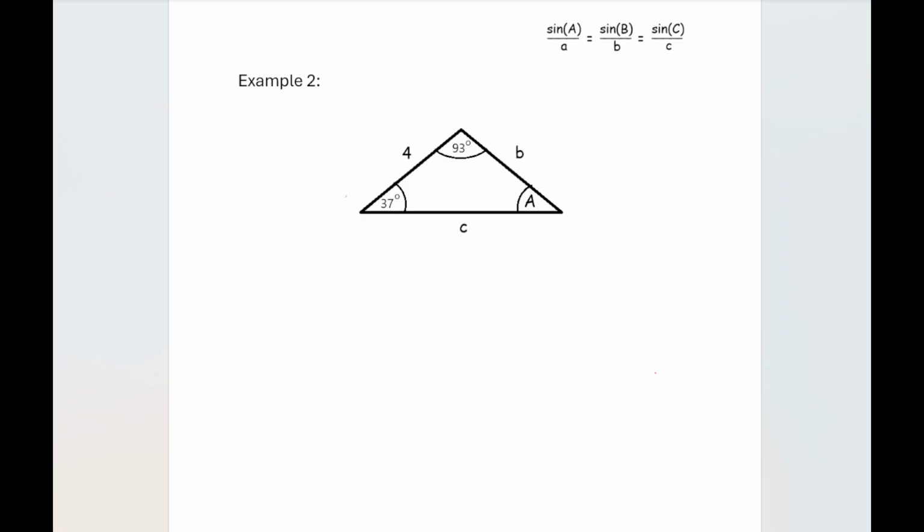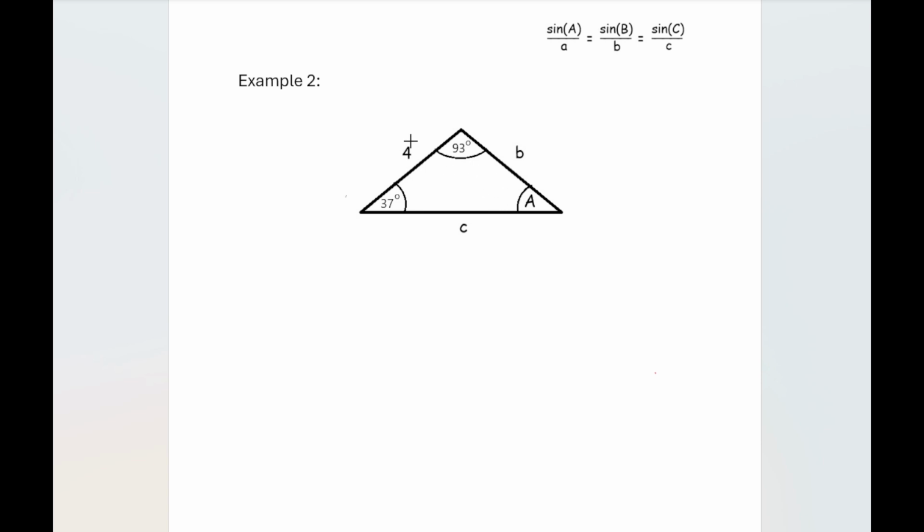Okay, so welcome back. We have another example using the law of sines to solve for our triangle. In this example, notice we don't have any complete sides like before. We have our side A, but we don't know an angle. We have our angle B, but we don't know the side. And for C, we have our angle for C, but we don't know the side C. So we don't have any complete sets like we did before.